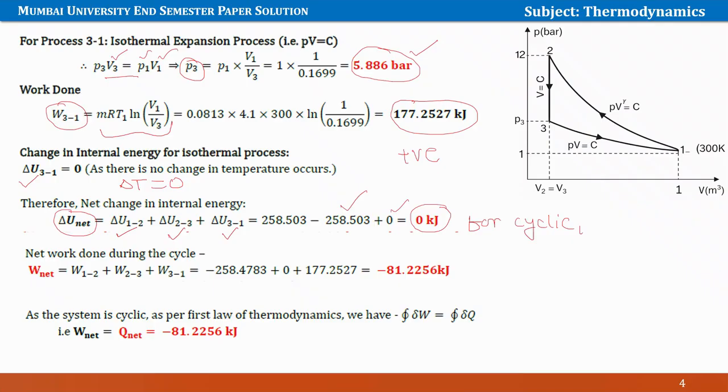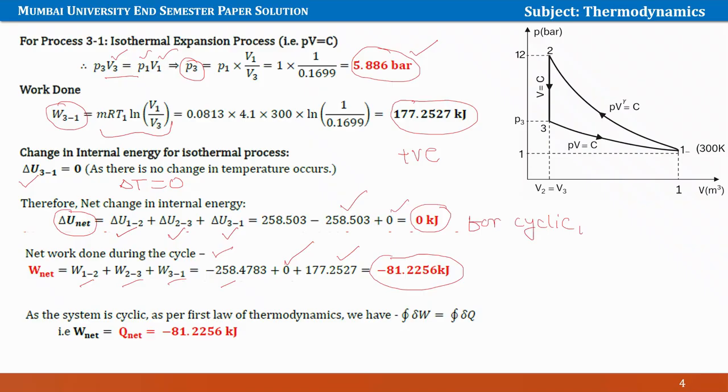Next, net work done during the cycle. Add all the work done during 1 to 2, 2 to 3, and 3 to 1. During 1 to 2 it is negative because work is done on the system, or on the gas. During 2 to 3 there is no work done because it is a constant volume process, correct? And finally during 3 to 1, the isothermal expansion process, the work is done by the gas, right? So by this we get the value of minus 81.2256 kilojoule. The value is negative, which means the net work is done on the system.